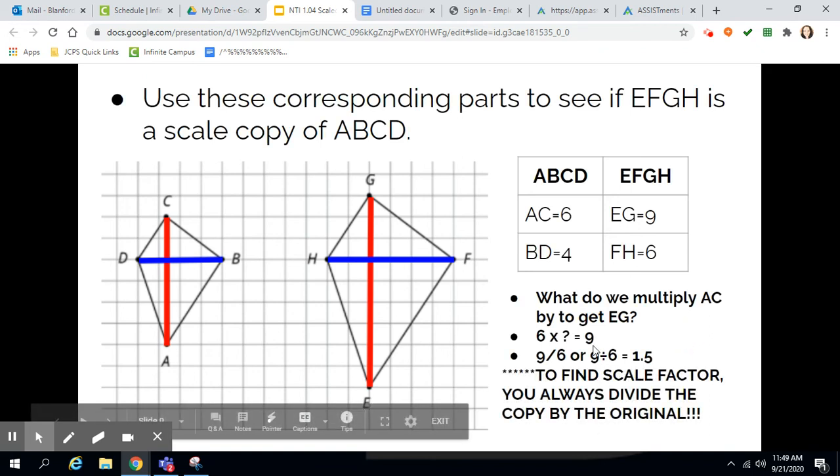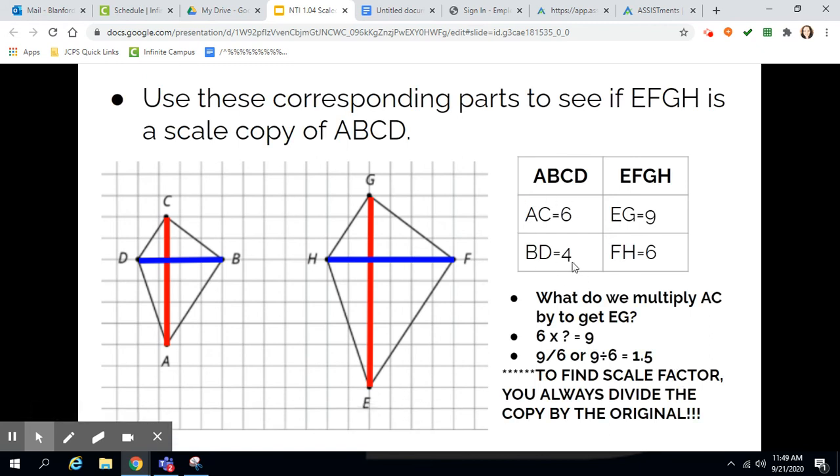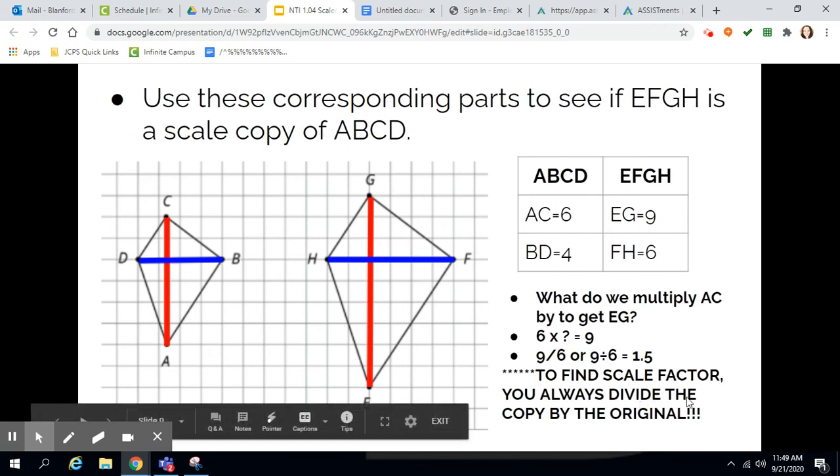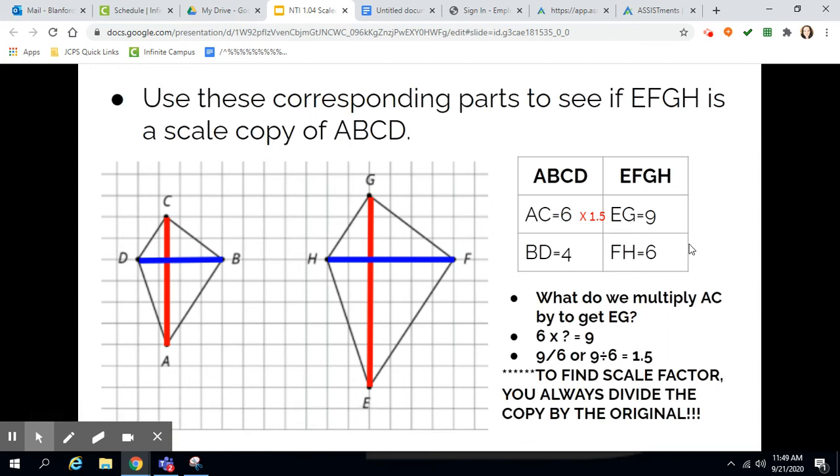So again, I'm just going to point this out. To find the scale factor, meaning what number do we multiply these by to get here, all we have to really do is take the copy length and divide it by the original. So we found the scale factor in this case is 1.5 because we do 6 times 1.5.